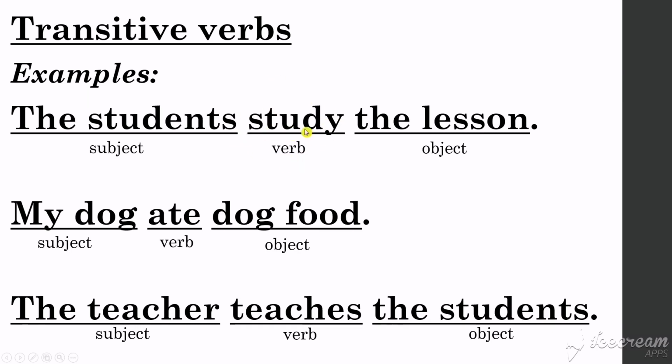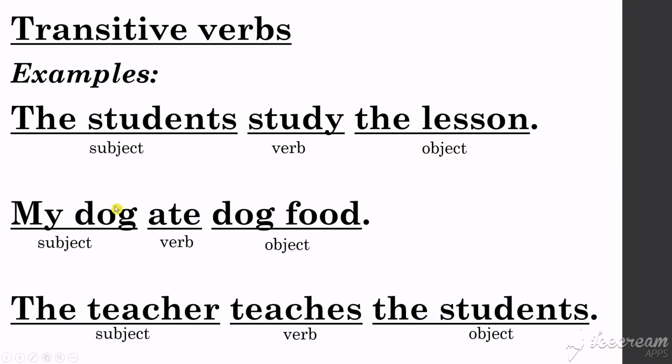Now, we call it a transitive verb if the action word, or the verb, has a receiver or an object that receives the action of the subject. The students, the subject, and then the verb, study. Study what? Study the lesson. So it has a receiver. So the word study here, which is a verb, is used as a transitive verb because it has a receiver.